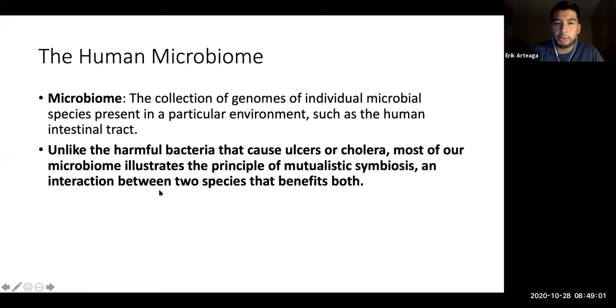So here was mentioned a little bit before the human microbiome. This is a collection of genomes of individual microbial species present in a particular environment, such as the human intestinal tract. Okay. Unlike the harmful bacteria that cause ulcers or cholera, most of our microbiome illustrates the principle of mutualistic symbiosis, an interaction between two species that benefit both. And it's true. Our gut bacteria are very important, right? This is why they have so many new drinks on the market. They're trying to advertise to individuals. Like, drink this live culture yogurt, drink this live culture kombucha or tea or what have you, right? A microbiome is very important to maintain in your gut, right?